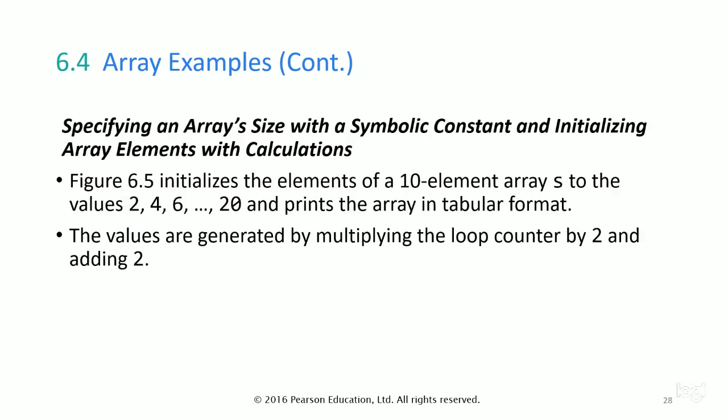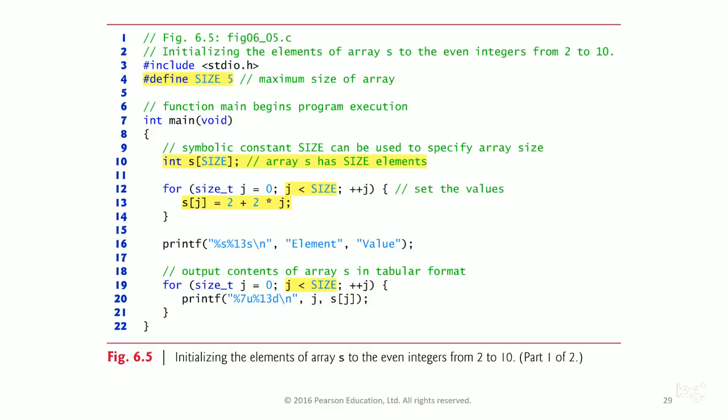Now, one more thing which is very useful practically is to use a symbolic constant to specify the size of an array. So rather than actually writing a number, you basically use a symbolic constant to initialize the size of arrays, and this is something which is practically very useful, and I'll show you why it's important in the next example. So what are we doing here?